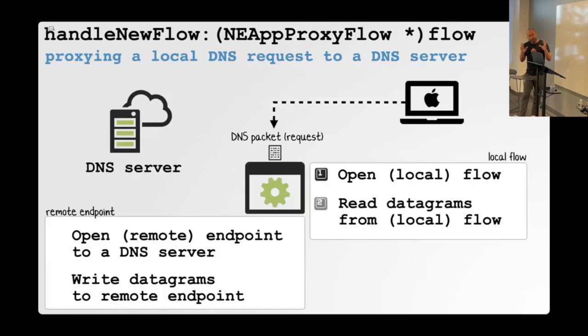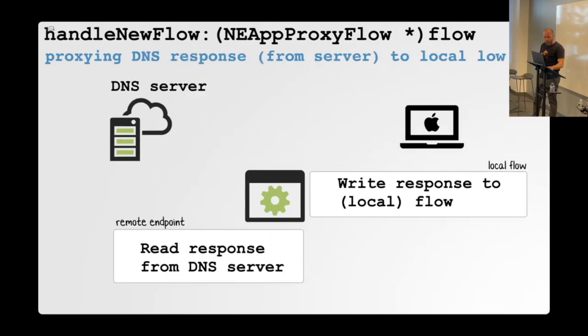Now, if you remember the name of the class, right? It was something like any DNS proxy. Basically, what we're building is actually a proxy. And the idea is that any application that makes any DNS request, that request will be routed through our network extension on the host. But that means we are responsible then to go out and complete the DNS request. So there's many steps we have to do. We have to open the local flow, read the datagrams to get the DNS request, open the remote endpoint to a DNS server, and then send the datagram out.